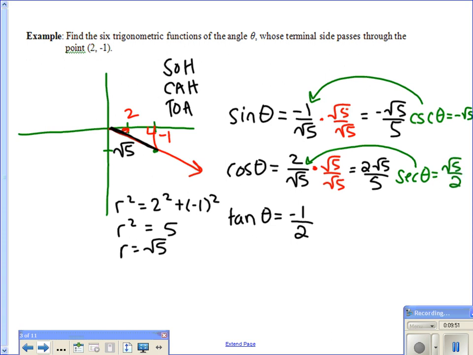You could flip this answer right here that we found, but if you flip that, then you'd have to rationalize the denominator again, so it's just easier to use what we had in the beginning. And then for tangent of theta, the reciprocal function is cotangent theta, which would then be 2 over -1, so -2. So those are all your 6 trig functions for the angle theta, whose terminal side passes through the point right here, which we said was 2, -1.